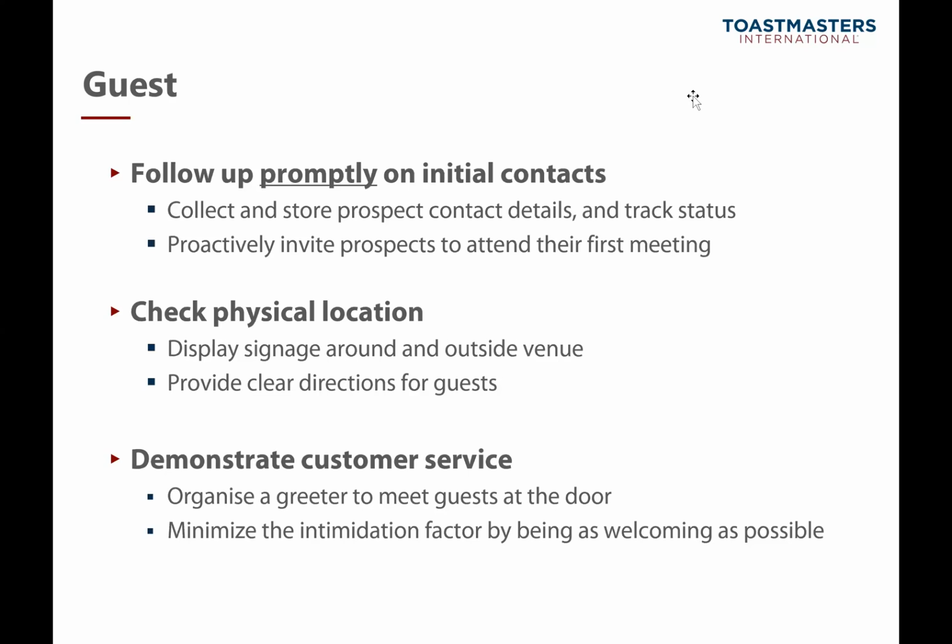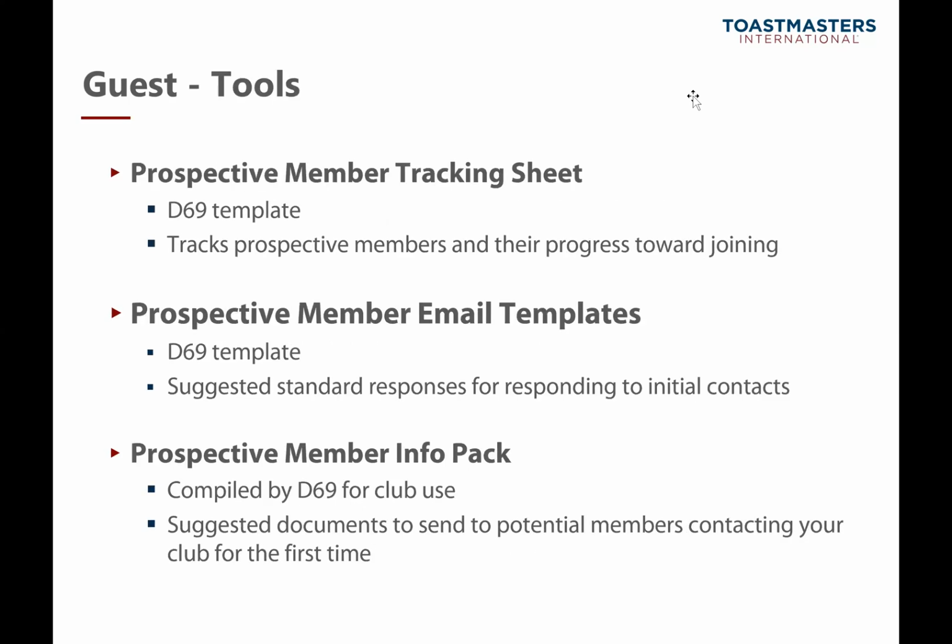That link is often missed, and it's a critical one, because it's not just enough to have information about the club out there. We need to be bringing those guests in. We need them to be coming along to the club, because that next stage is where we get to work our magic and have those conversations and show them what Toastmasters can do for them. And to help you in this endeavor, we've got a number of tools as well that you can make use of in your club. So the first and foremost, and probably the biggest one, is the Prospective Member Tracking Sheet.